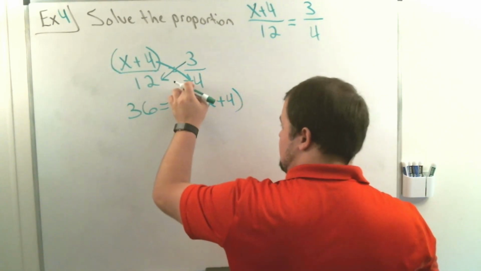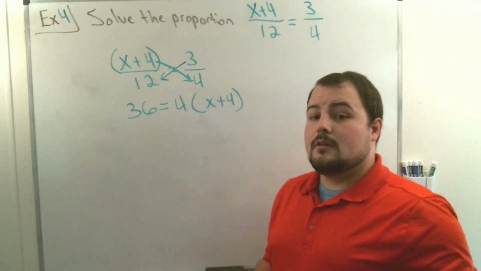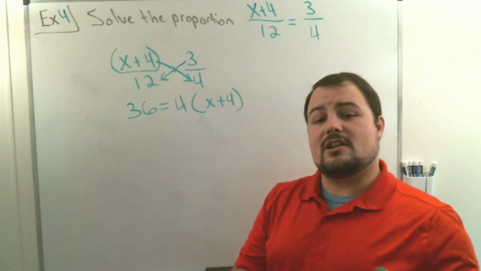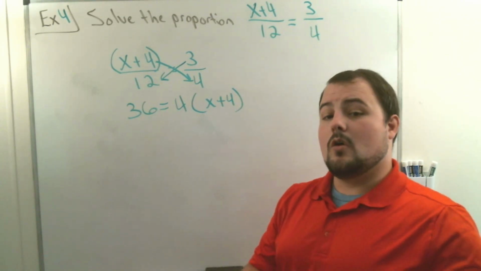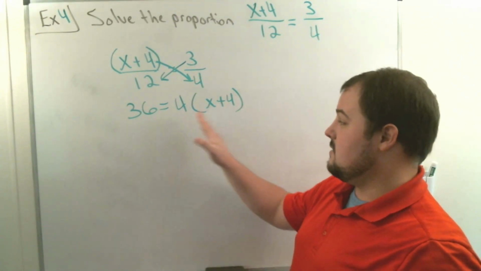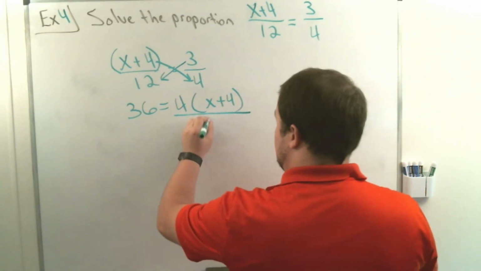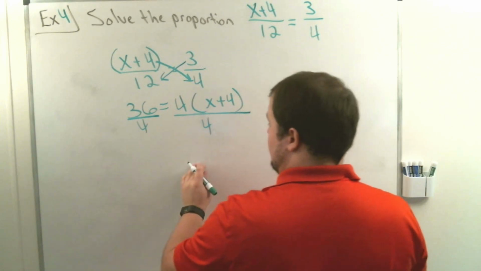x plus 4 times 4 is 4 times x plus 4. Now, since we have a number next to parentheses, that number has to either distribute to both of the numbers on the inside, or we can actually get rid of this number on the outside of parentheses. Since it has to multiply to everything, we're actually going to go ahead and divide it. We're going to divide by 4 on one side, divide by 4 on the other.